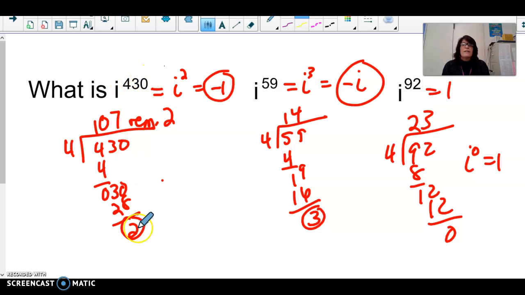i to the 430th is the same as i to the 2nd. i to the 59th is the same as i to the 3rd. i to the 92nd is the same as i to the 0. So we just get 1.